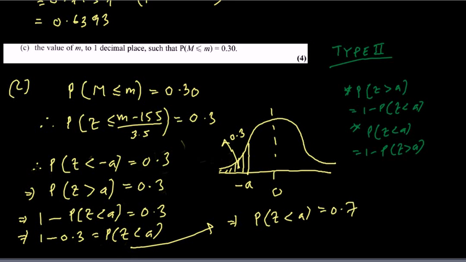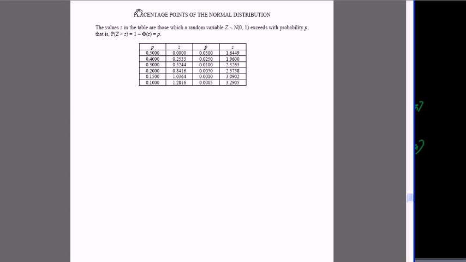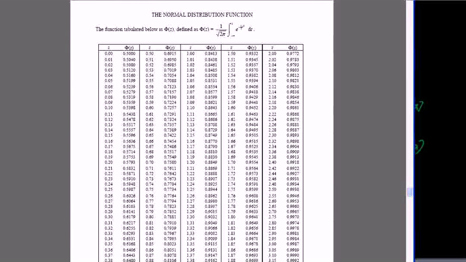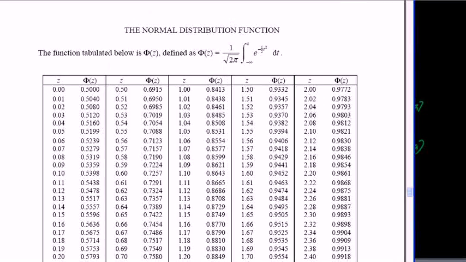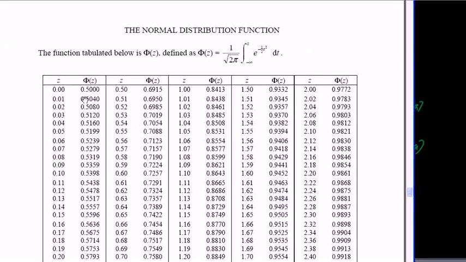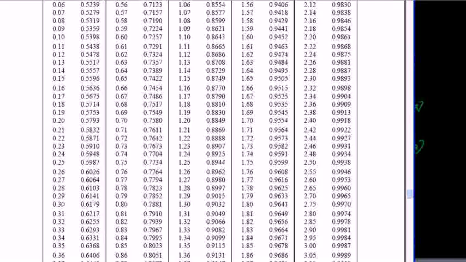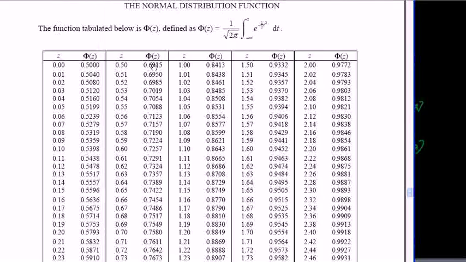Now let's look up the table. This table is not going to work for us, so we're going to move on to the previous table, the main table. Here let's take a look at the probability. We need a probability of 0.7. Let's look in the probability column. There is nothing here. Let's go up. 0.7. Now we have two choices. We can either take 0.6985 or we can take 0.7019. Either one will do, but it's preferable to take the closest one.